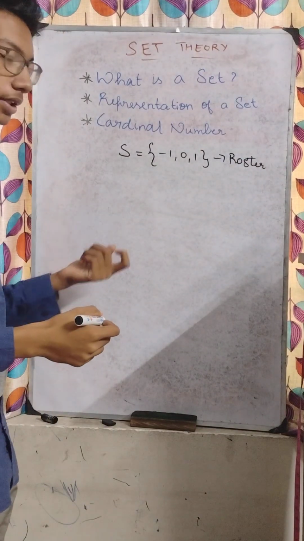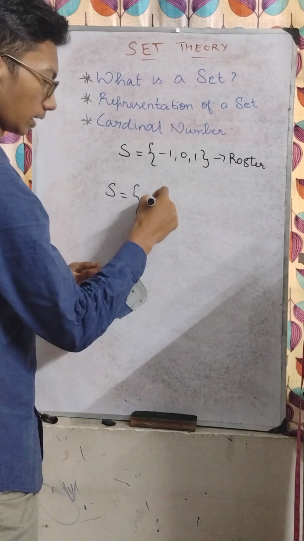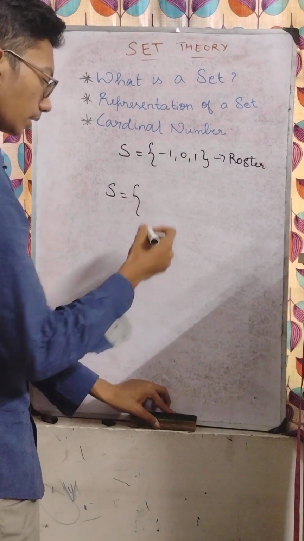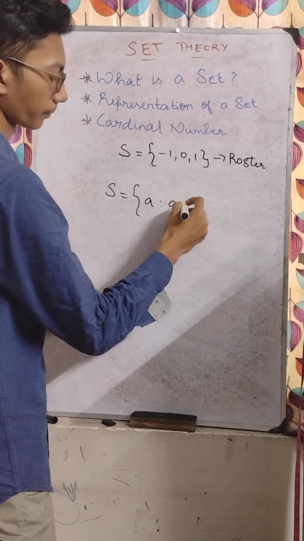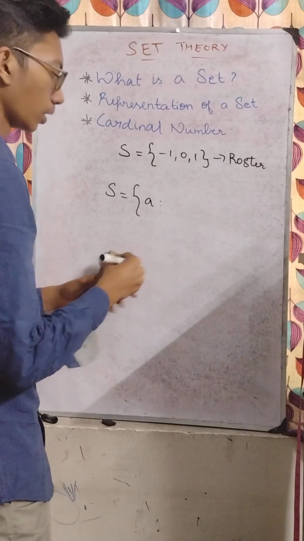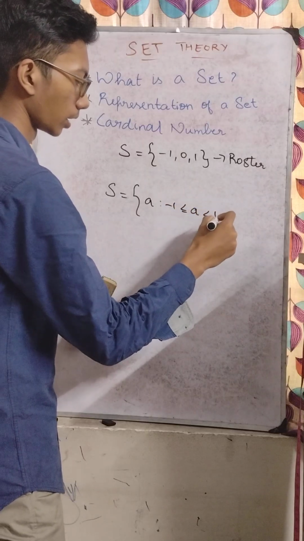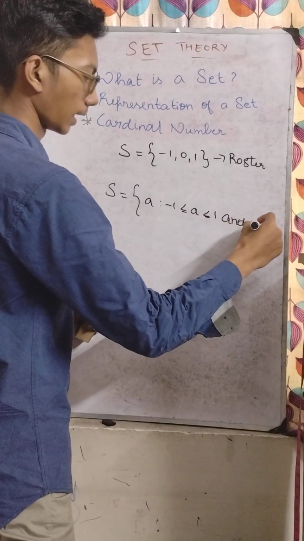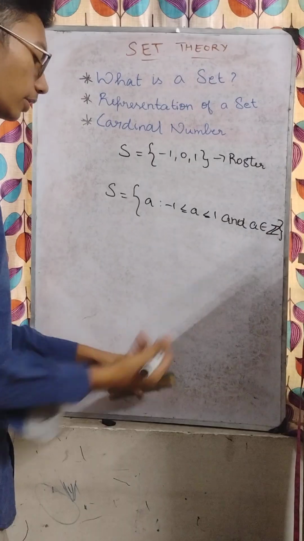Now we'll represent this in set builder form. So S equals, we'll take another variable, A, such that -1 less than or equal to A less than or equal to 1, and A belongs to integers. So this is the set builder form.